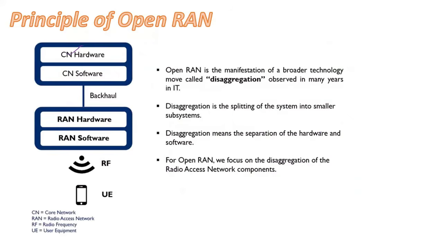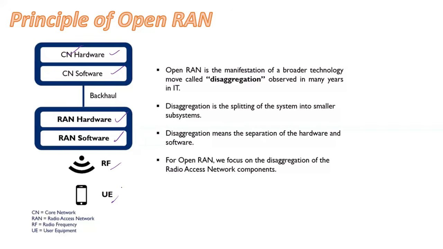Okay. So now the principle of open RAN goes like this, that we have disaggregated hardware into two parts, hardware and software. Then you have RF and UE. So you see here disaggregation of hardware and software. This is the manifestation of a broader technology. In the IT world, it was already observed many years ago, separation of hardware and software. So we separate the hardware, the CU and the DU and the RU. Then we also separate the protocol to each corresponding hardware.